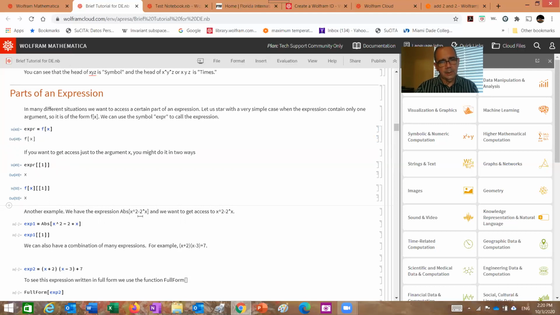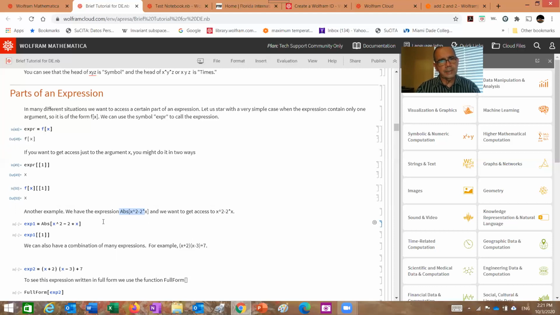For example, imagine that you have this expression here. The expression is the absolute value of x to the second minus 2 times x. And we want to eliminate the absolute value in front of that expression and get access only to the algebraic expression which is in between the brackets. How can you do it?